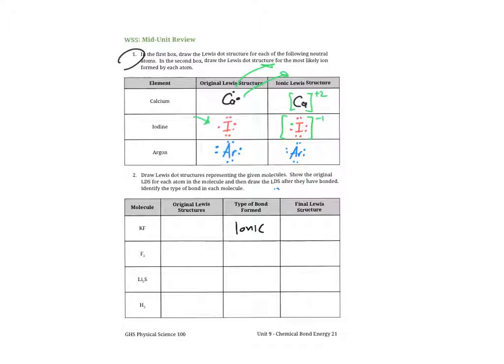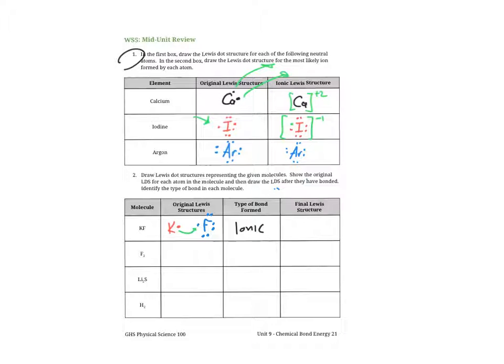Okay, so the original Lewis structure for K, because of 1 valence electron, is going to look like that. And for fluorine, the original Lewis structure is going to look like that, because it has 7: 1, 2, 3, 4, 5, 6, 7. So we need to show that there's an electron being transferred. So we have that right there.